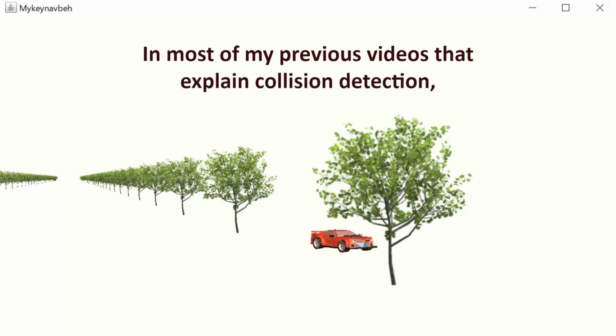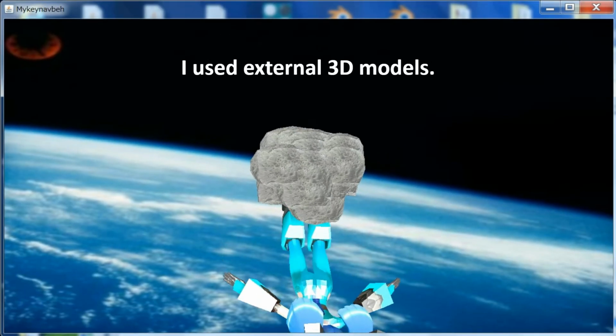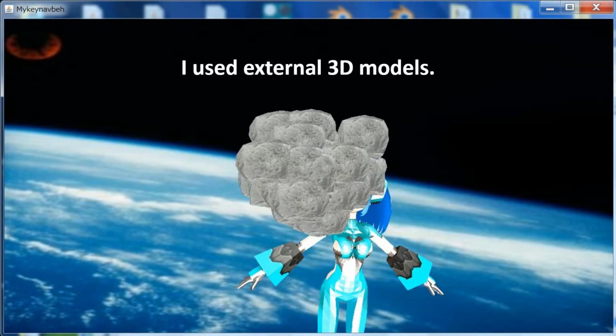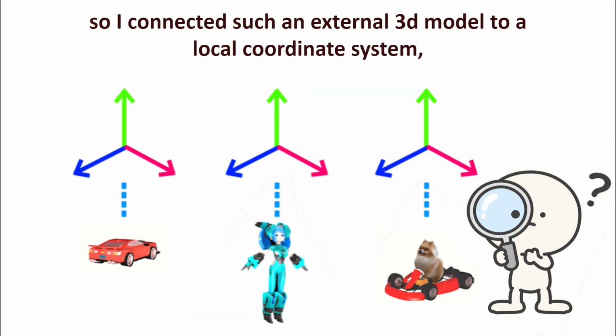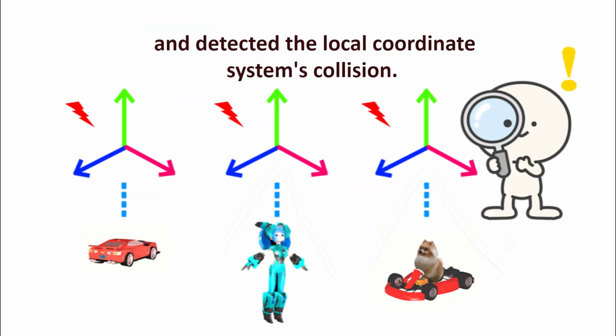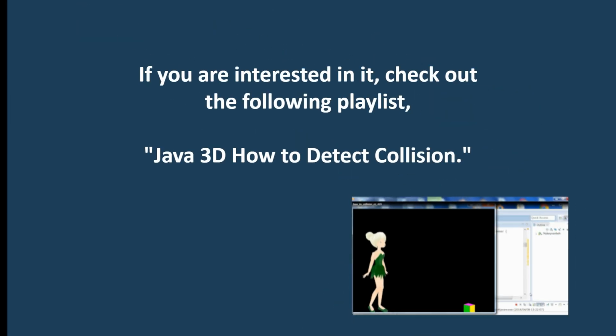In most of my previous videos that explain collision detection, I used external 3D models. Unfortunately, their collisions cannot be detected. So I connected such an external 3D model to a local coordinate system and detected the local coordinate system's collision. If you are interested in it, check out the following playlist. Java 3D How to Detect Collision.